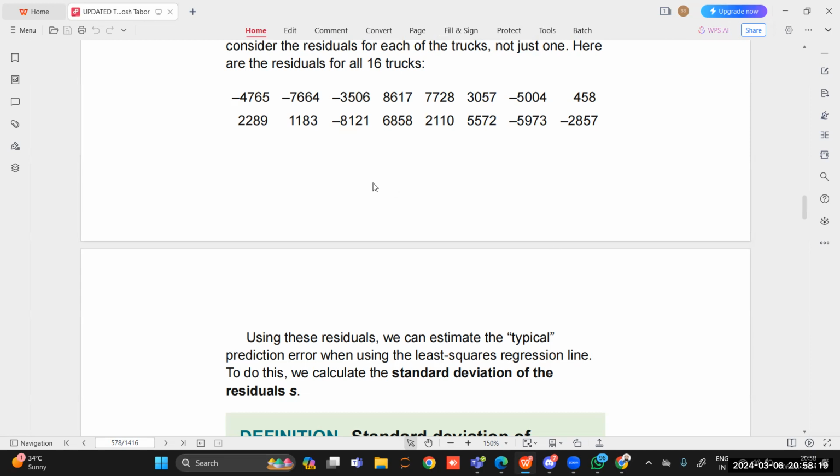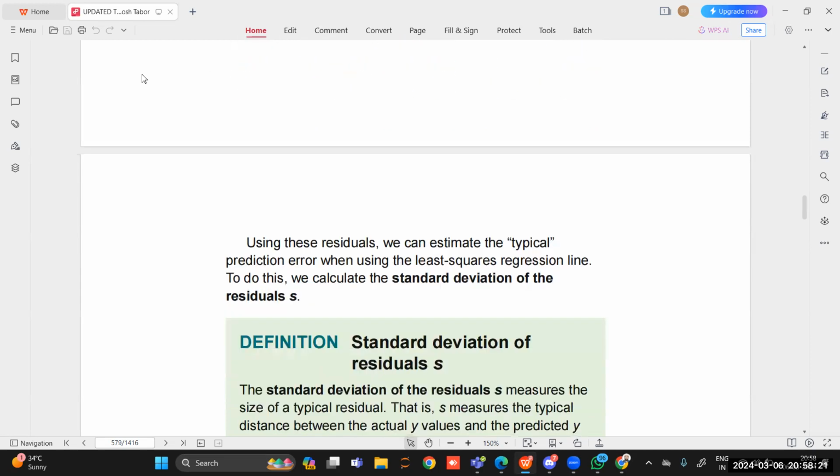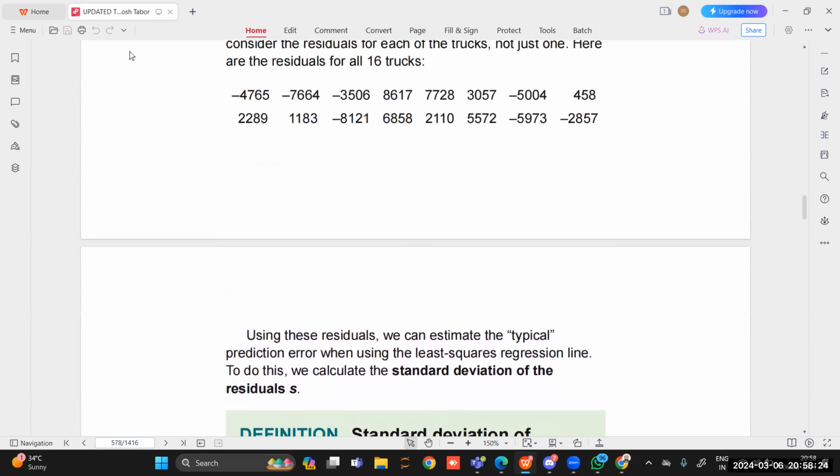So, is it calculated? Yes, still calculating. Okay, calculate. Yes, good.